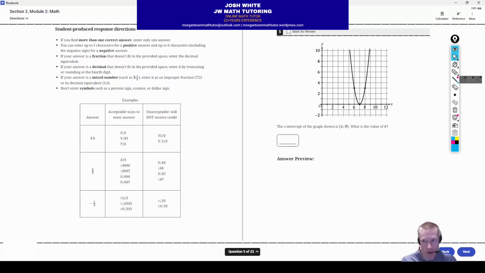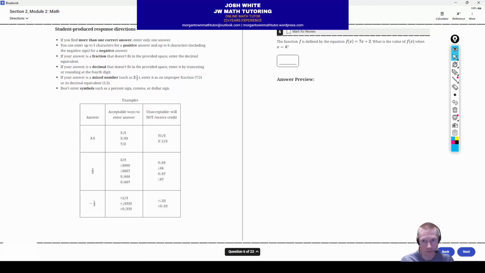Here you have a quadratic function or parabola which is graphed. They just want to know what the value of the x-intercept is. So we're just reading off the graph and seeing that the x-intercept is right here at 7. So you just put in 7. You're not putting it in as an actual point. And that's it. Correct answer 7. We can move on.